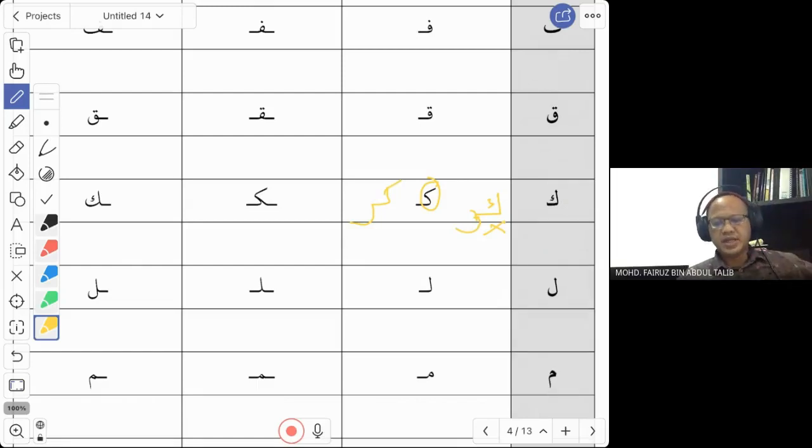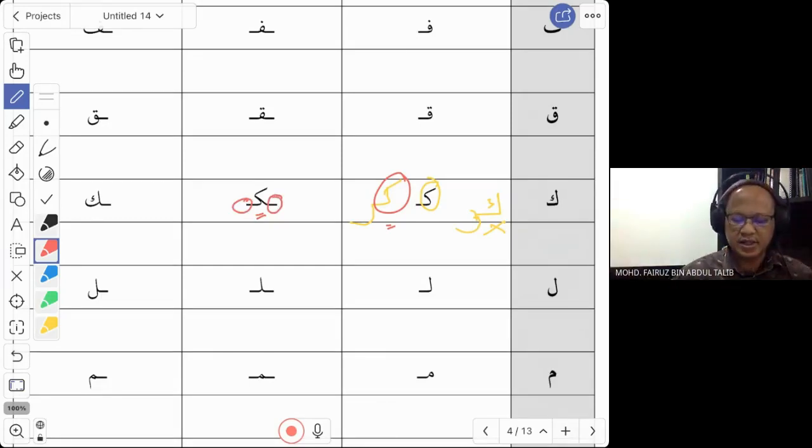Okay, so this is the letter Kaf. Next is the medial Kaf. The shape is similar to the beginning Kaf, just with the link before and after. It can be linked to both sides, before and after.